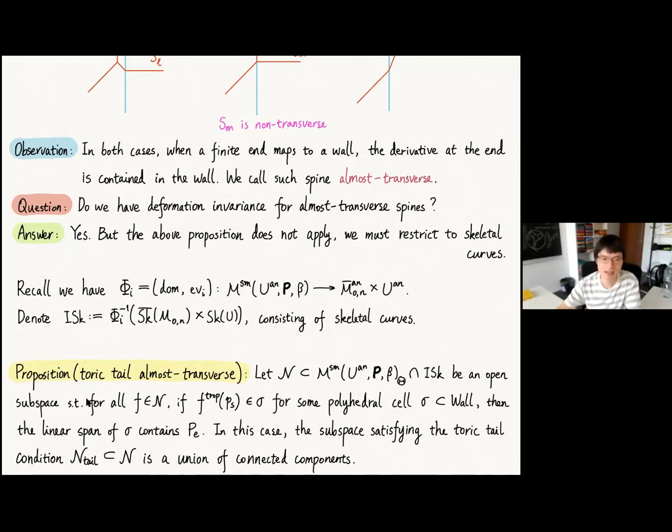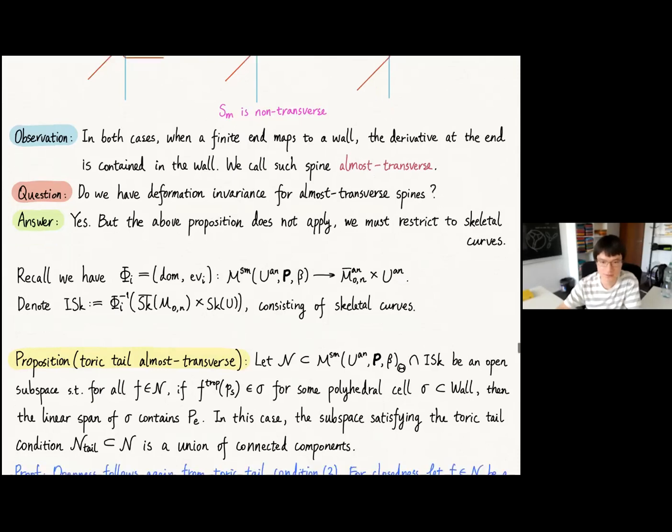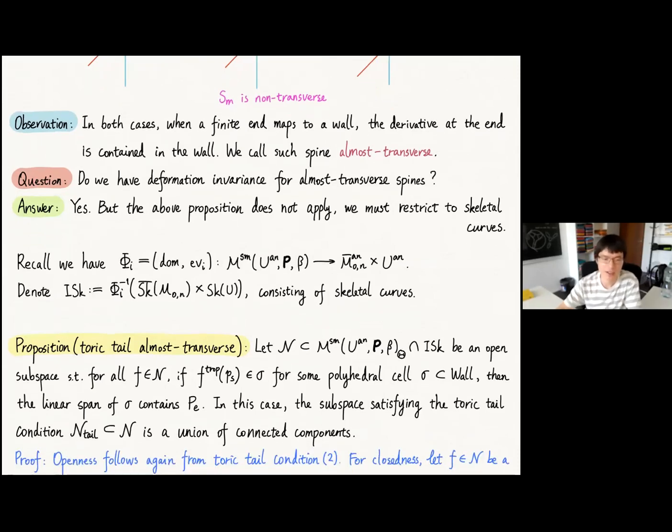For me, that's really, after the connected component theorem, the second most essential technical result for the whole theory to work. Now again, openness follows from the toric tail condition too, because it's an open condition.